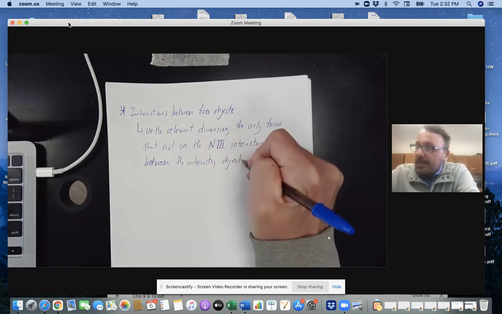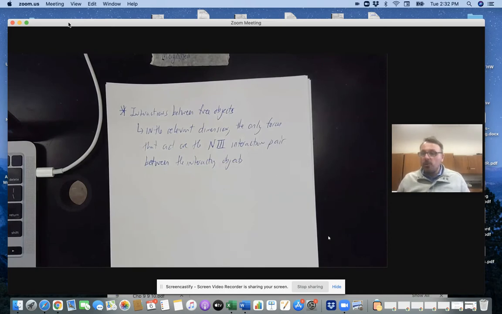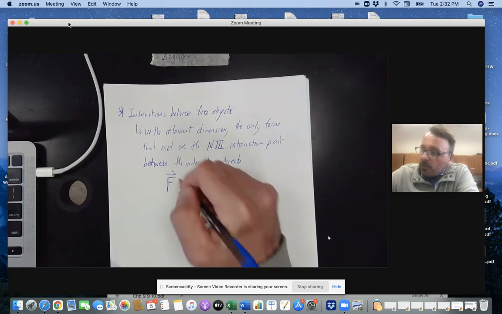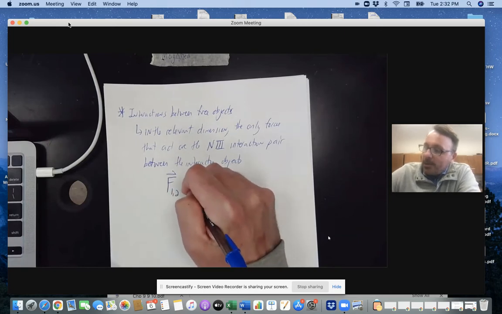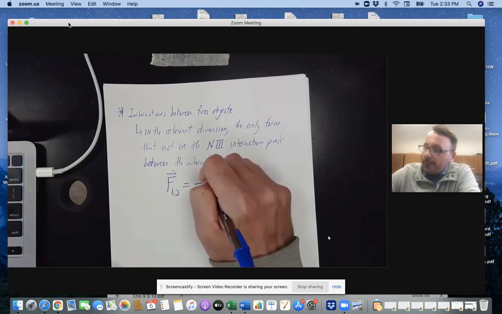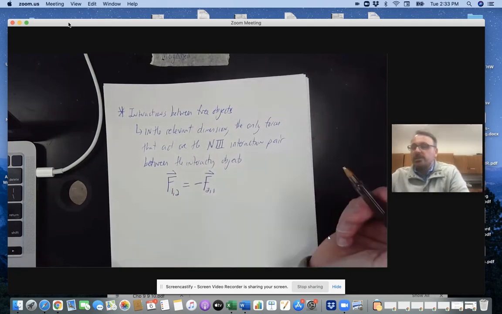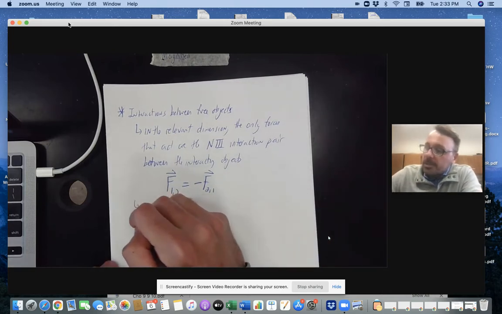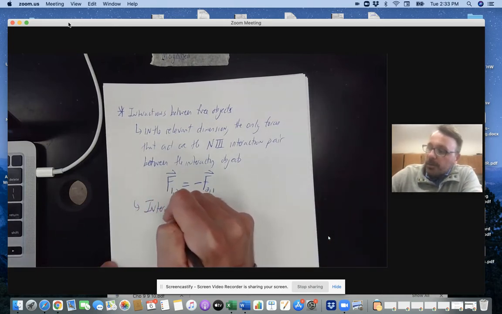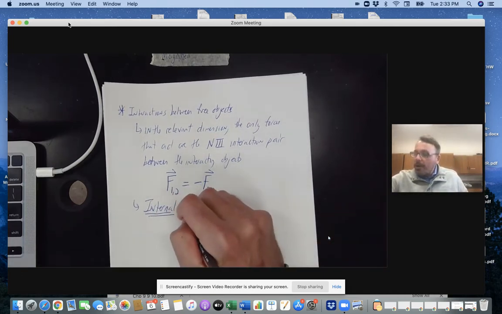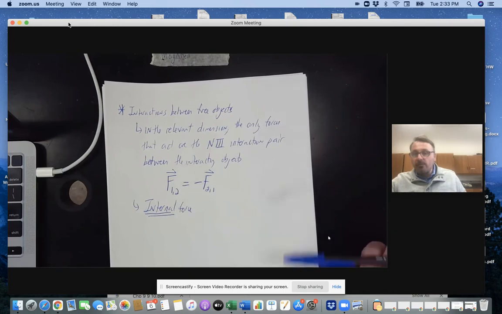Right? In this case, the force of 1 on 2 and 2 on 1. Now we know, because it's Newton's third law, that from a vector sense, the force of 1 on 2 has to be equal in magnitude and opposite in direction to the force of 2 on 1. It's got to be true. That's what Newton's third law tells us, right? We're going to call these forces internal forces. So internal forces are always Newton's third law pair forces between two interacting objects.